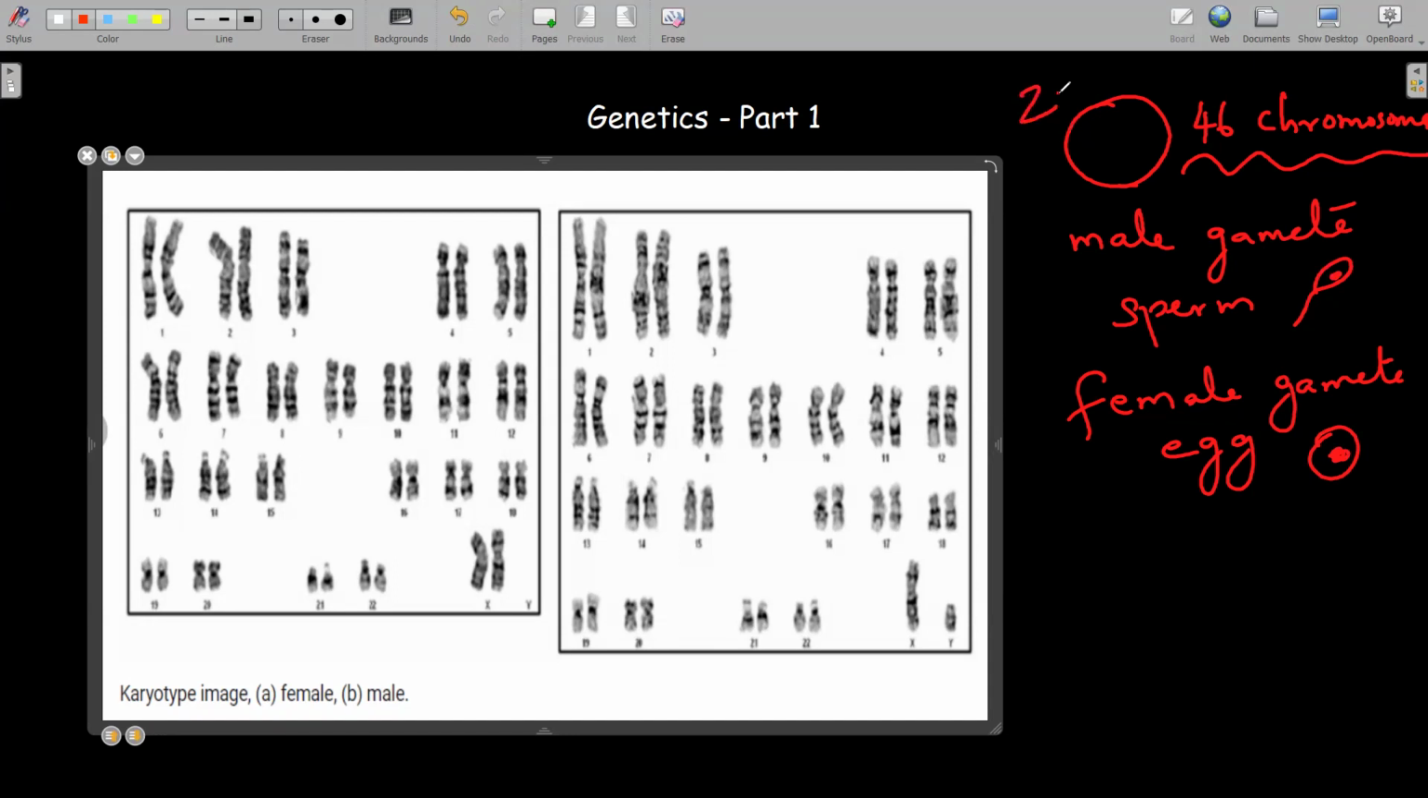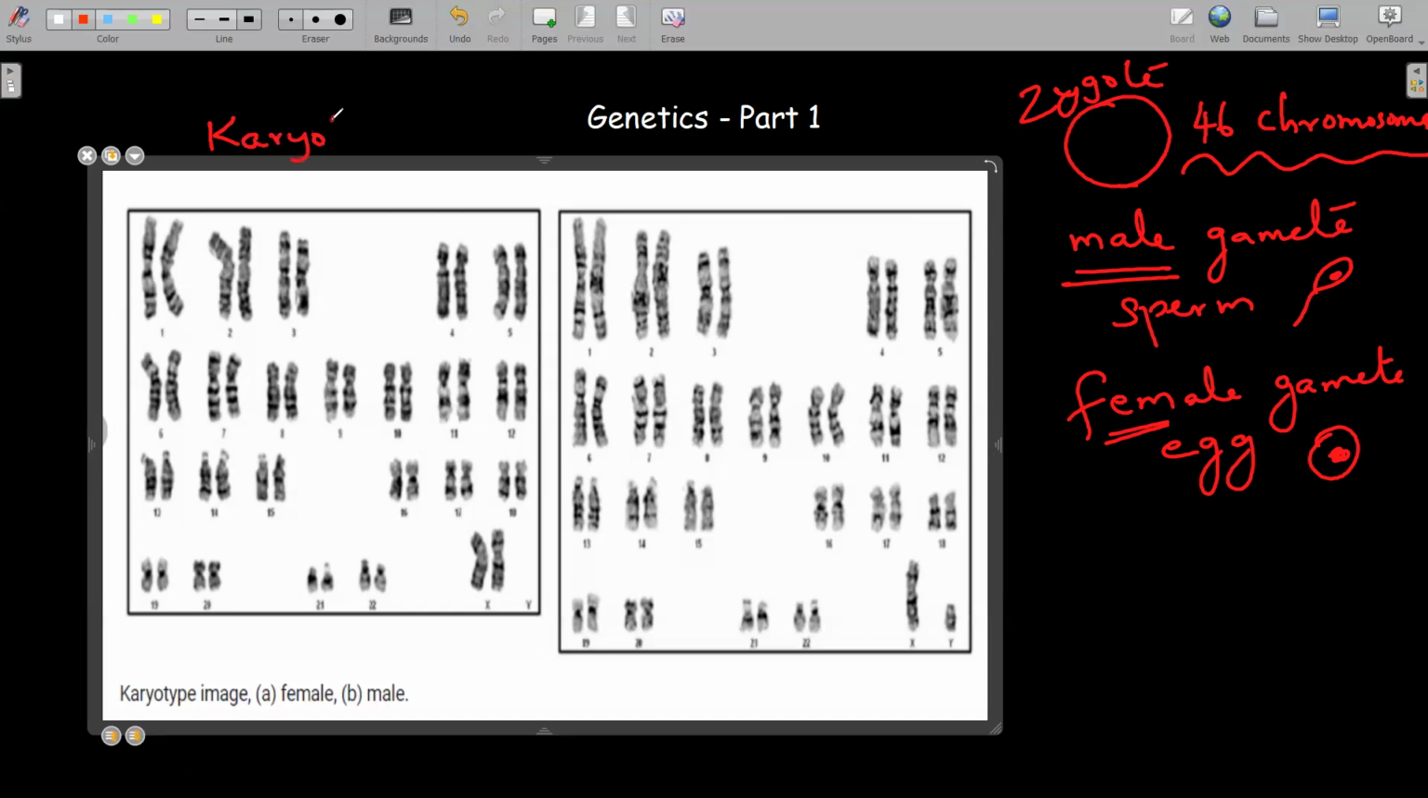Now, this zygote later on becomes the embryo, which eventually becomes the fetus, the baby, and then it comes into the world. Now, if we look closely, it contains chromosomes from both the father and the mother. Now, let's see these chromosomes in this picture. This picture here is called the karyotype.